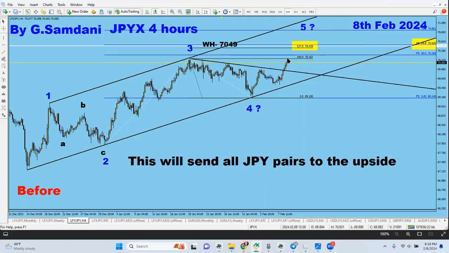You can see that we are nicely going towards wave 5. So we still have a long way to go, and all these pairs are still going to the upside. But on the 20-minute chart, they're going to retrace for wave 4. I see wave 1, 2, and 3, and right here, and then it's going to drop here for wave 4 a little bit, and then go for wave 5.